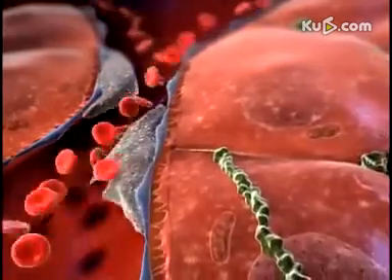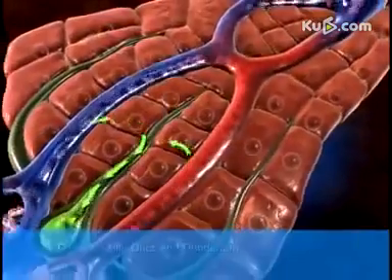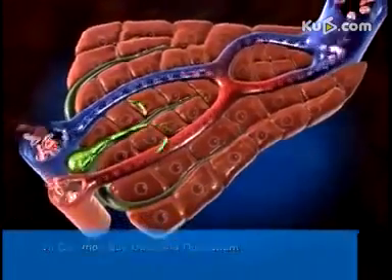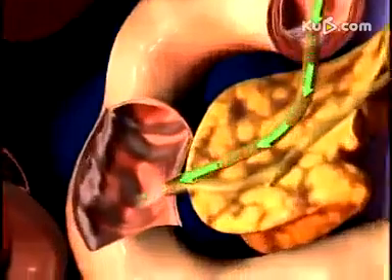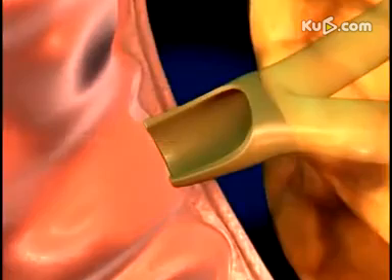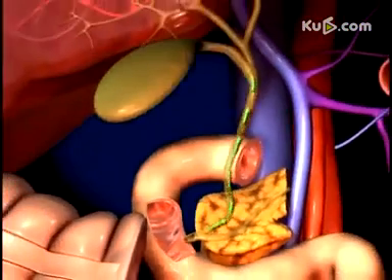called bile canaliculi. The bile canaliculi pass the bilirubin along to the common bile duct, where it is carried to the duodenum. At the duodenum, muscle tissue called the sphincter of Oddi regulates the flow of bile into the duodenum. When this sphincter is closed, bile moves back into the common duct and the gallbladder, where it is stored.